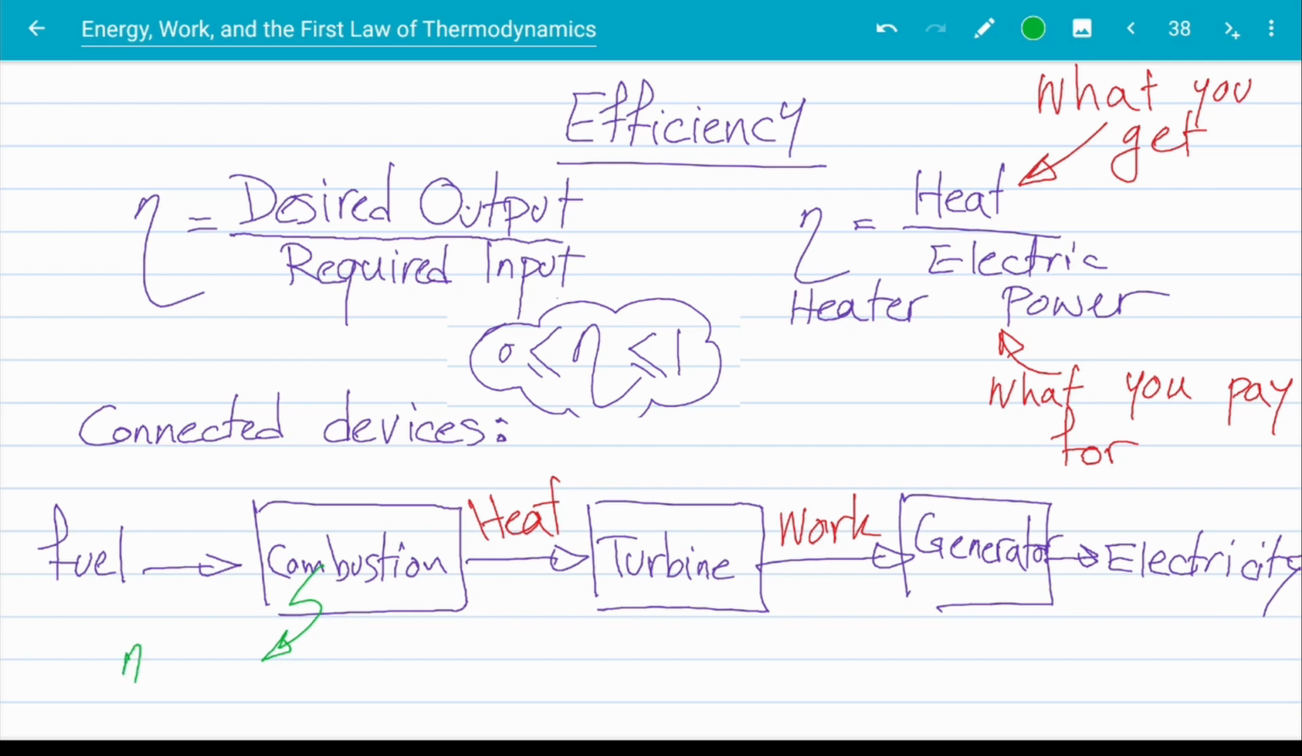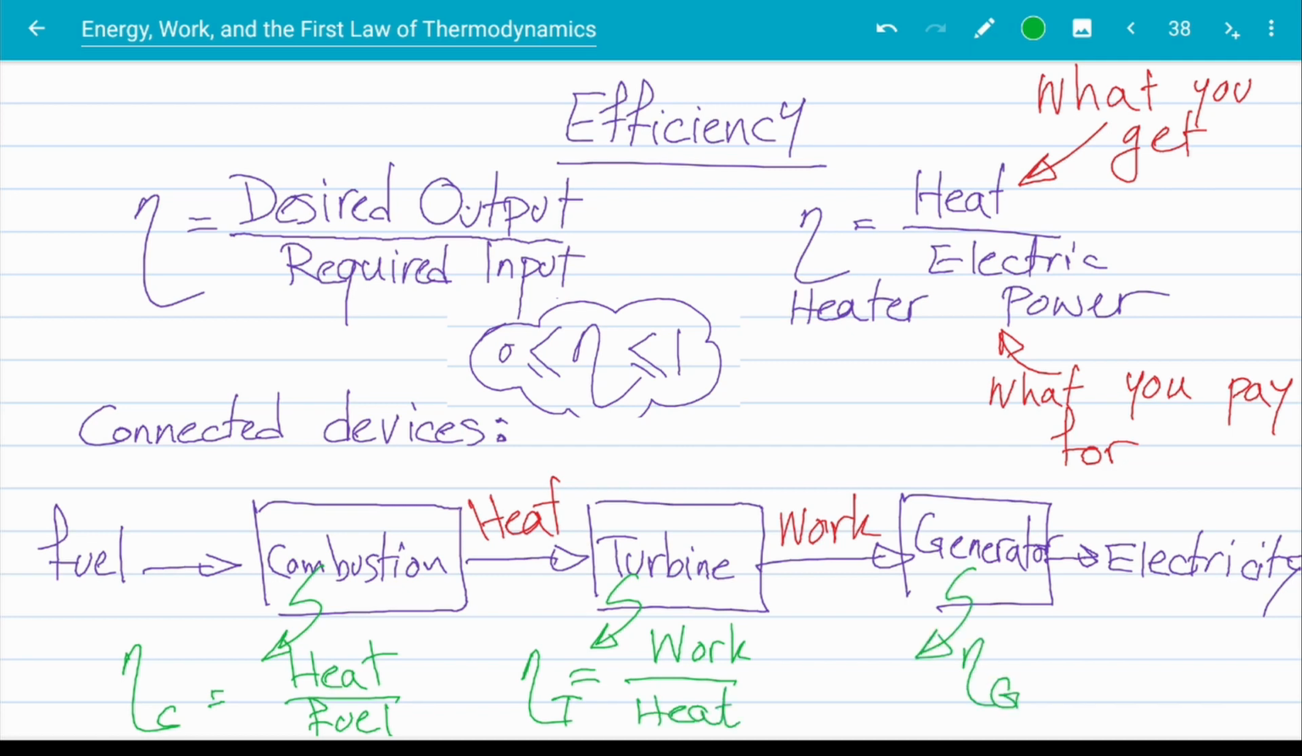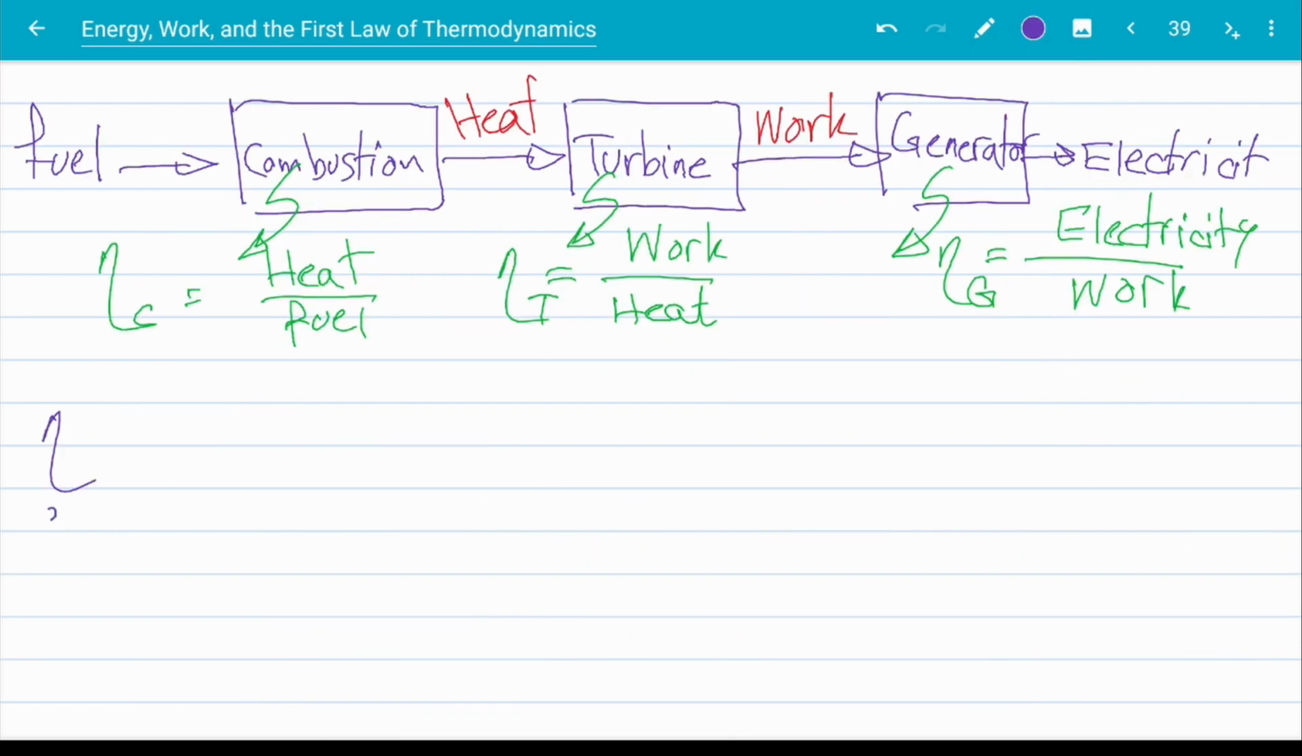So the efficiency of the combustion chamber is the amount of heat it produces over the fuel that it consumes. The efficiency of the turbine is the work or power it produces over the heat input. And the efficiency of the generator is the electric power it produces over its work input. Okay, so these were the individual efficiencies. How about the overall efficiency? As we said before, the overall efficiency is the electric power over the fuel input.